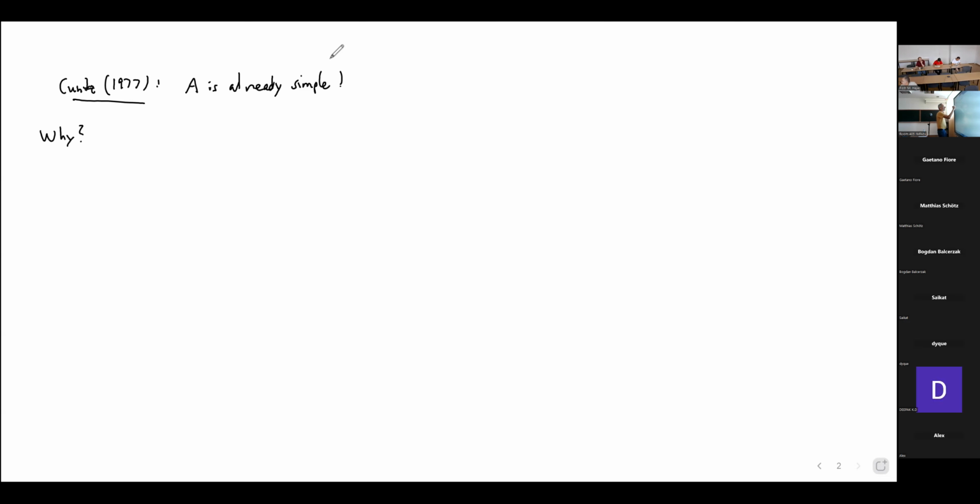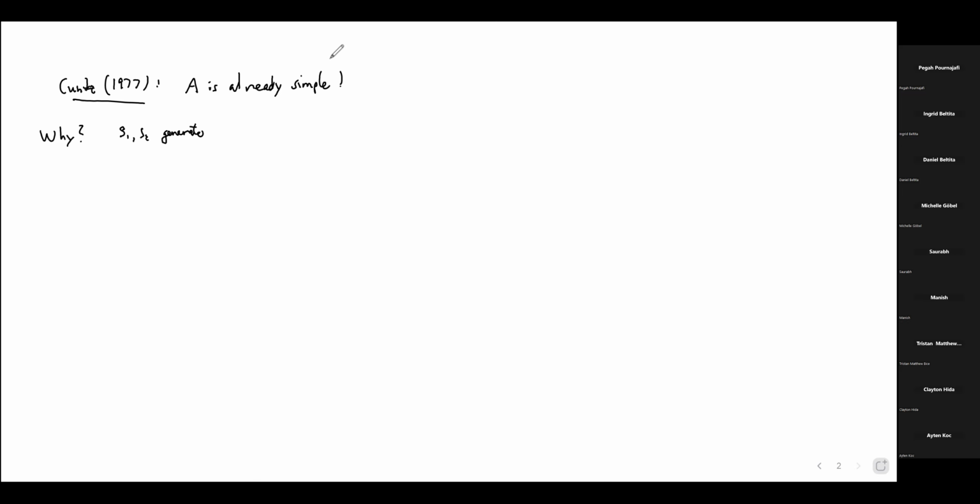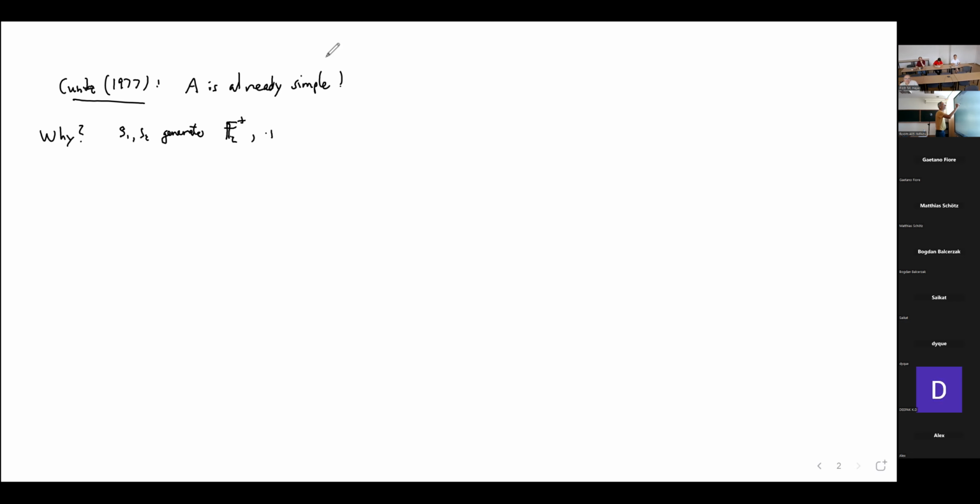And the answer is S1 and S2 generate, well, I shouldn't say copy, generate F2 plus. So this is the free monoid on two generators.